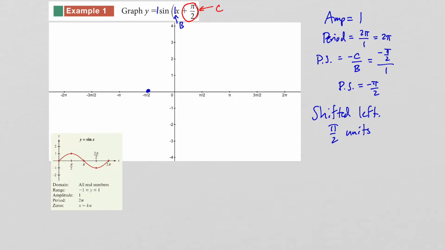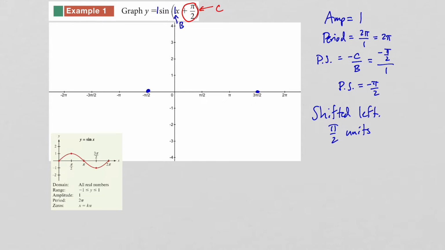Now, how do we get the rest of the graph easily? Well, the end of the first period is normally at 2 pi, right? It's normally here. But that value there will also be shifted to the left pi over 2 units. And since my graph is scaled in multiples of pi over 2, if we shift this value to the left pi over 2 units, we're going to end up right here.